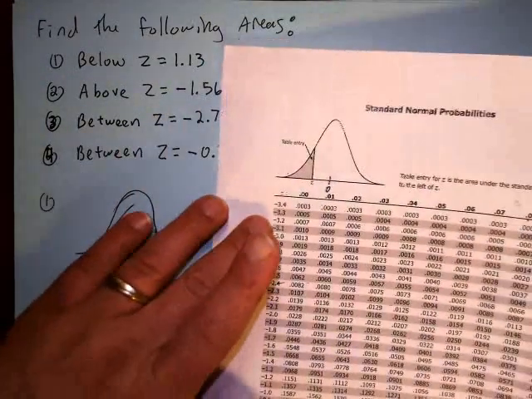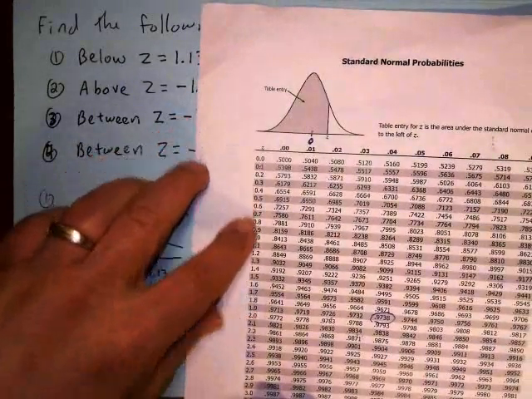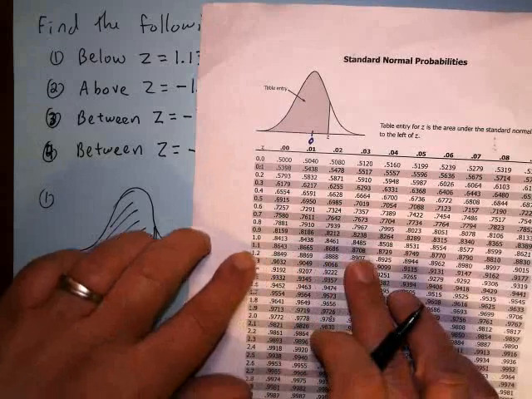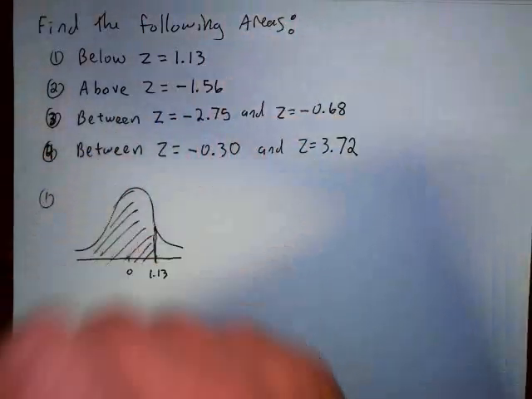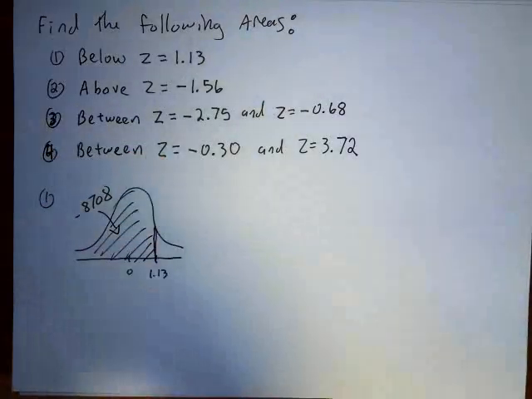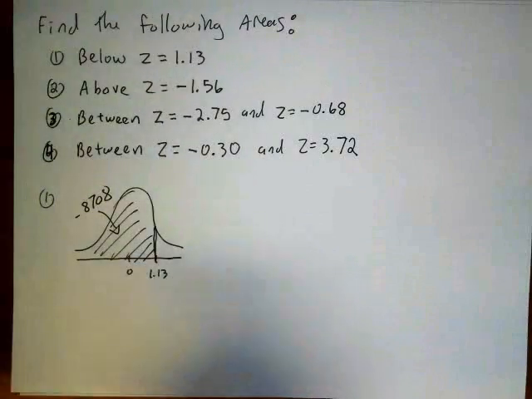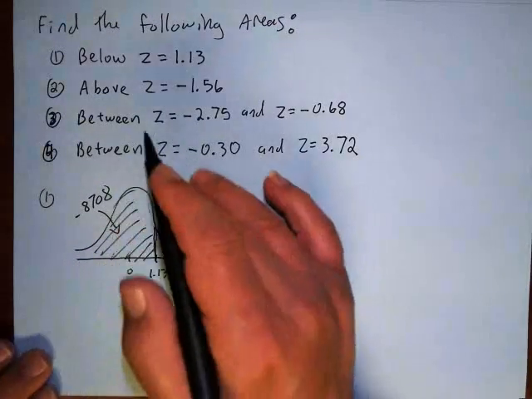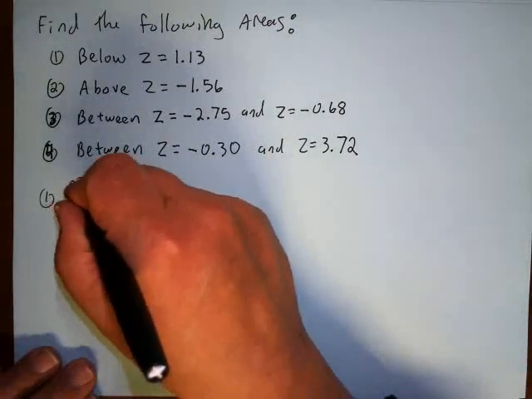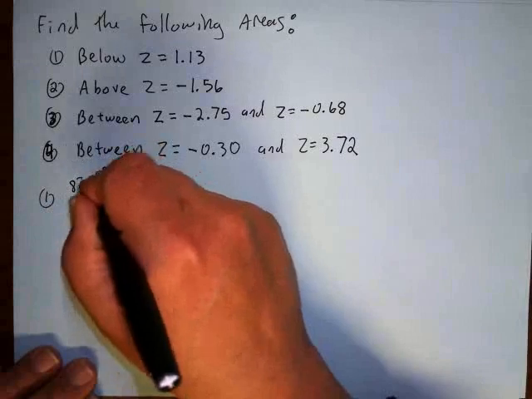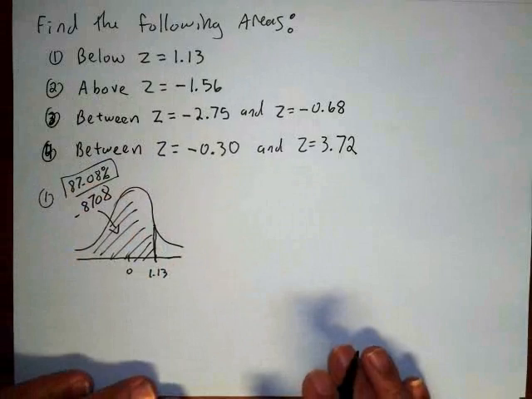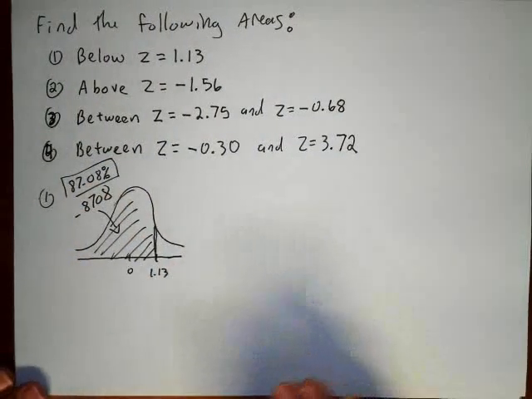So when I look up 1.13 on the positive side, I get 0.8708, and that is going to be my answer because this is an area below. Whenever you want to find the area below, you just look it up, and the area on the table is the area you want because the table always gives you the area below. So that would be the answer to 1.